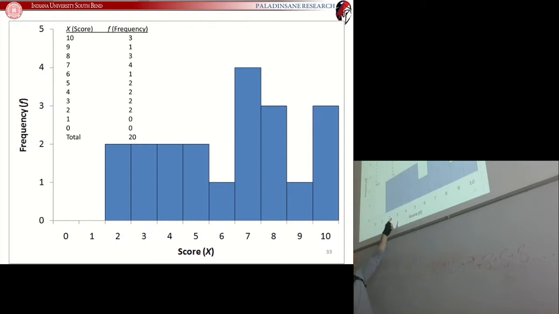It's 2. How high is that bar? It's 2. 2 plus 2 plus 2 plus 2 is 8. 8 students are going to require tutoring. So you can still unpack it, but it would be a little bit easier to do that if it was in a frequency distribution table.